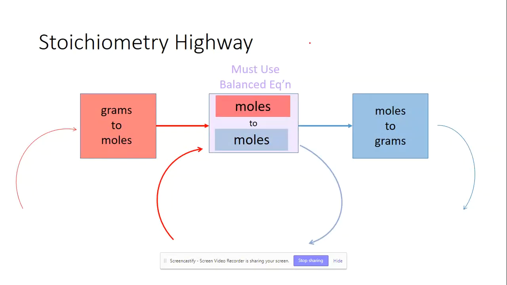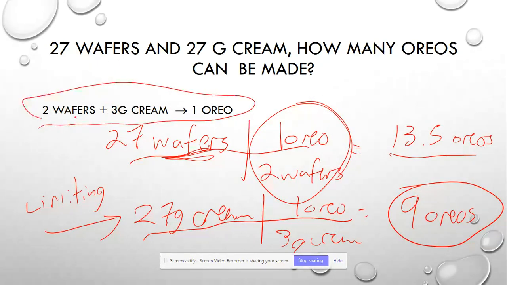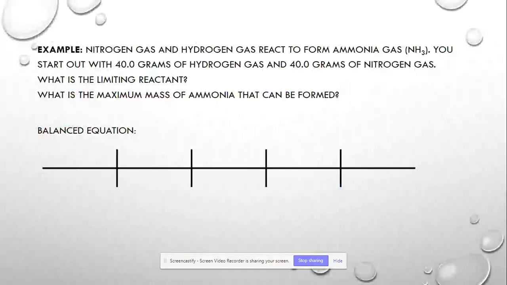And that's what the balanced equation is. The balanced equation is that area of what we're doing that can translate from one thing to another. So here we're going from wafers to Oreos, here we're going from creams to Oreos, and that's coming from this balanced equation. So you're going to need that balanced equation to go from moles of one thing to moles of another. Beyond that, you can go from grams of one to grams of the other, grams to moles using the periodic table like we did last unit, or last semester.